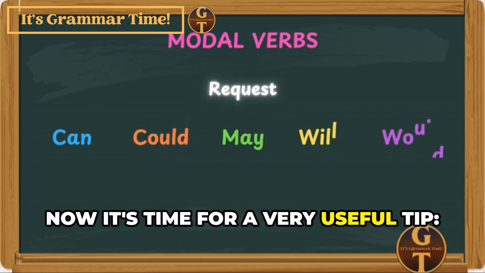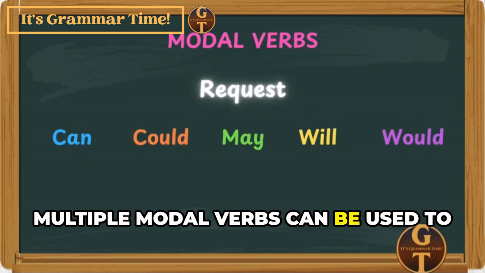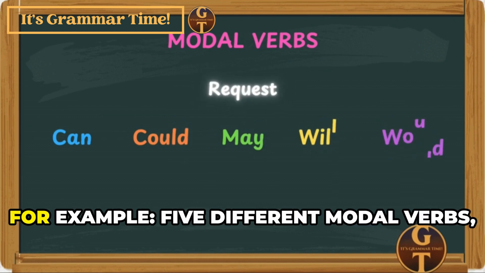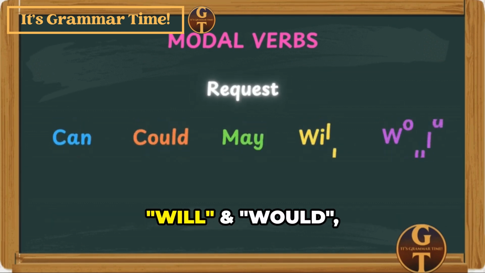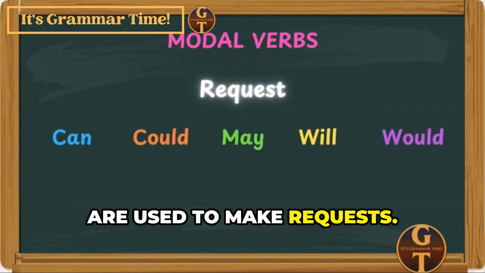Now it's time for a very useful tip. Multiple modal verbs can be used to express the same modality. For example, 5 different modal verbs, namely can, could, may, will, and would, are used to make requests.